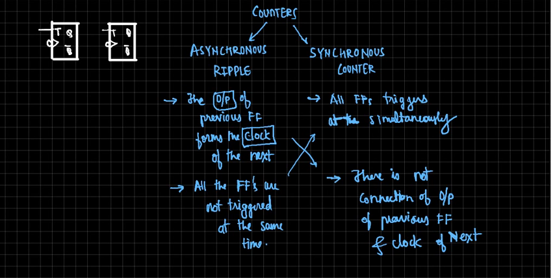Again I am saying, toggle mode, in an asynchronous or ripple counter, I am giving the output of one to the clock of the next, right? Should I connect it like this?